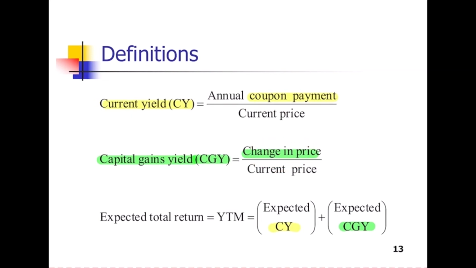One thing you should know is that these 3 yields are in annual terms. For example, the current yield is calculated with the annual coupon payment, not a semi-annual one, so you should be cautious about this. The change in price and yield to maturity are on an annual basis.